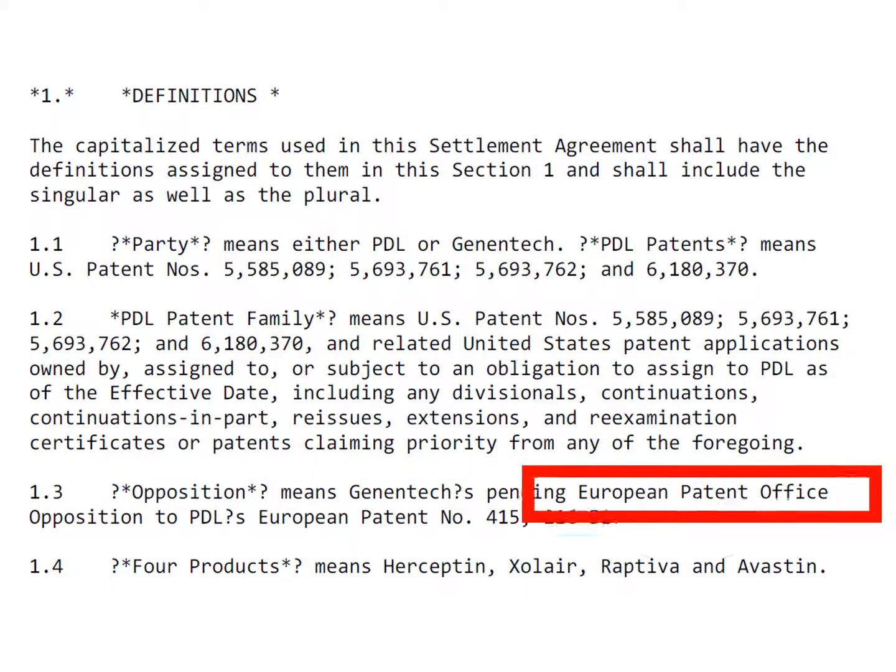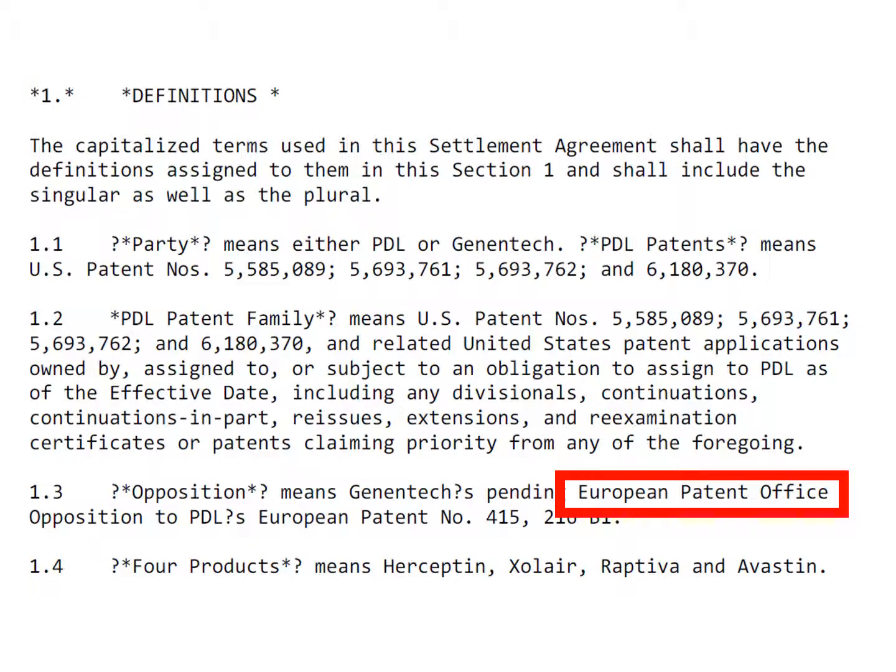And by the way, the definition below points out that both parties understood that Europe was a different place, because when they wrote the contract, they talked about the European Patent Office. They knew about oppositions and all the rest. Yet when they defined PDL patent family, gosh, there's a pretty good argument that what they defined it to mean is U.S. patents and U.S. applications, which means Genentech's promise not to fight is a promise not to fight in the U.S. and not a promise at all about fighting where a lot of money turned out to be at stake, Europe.